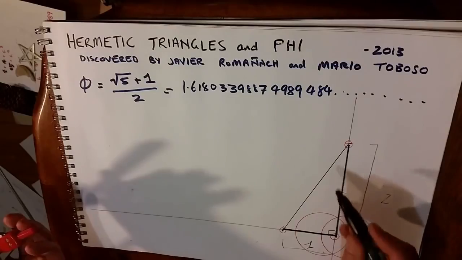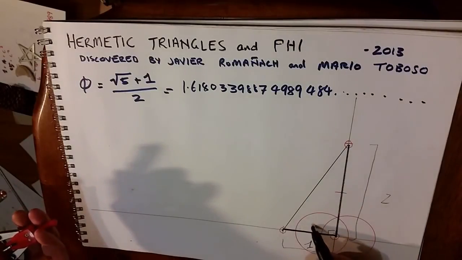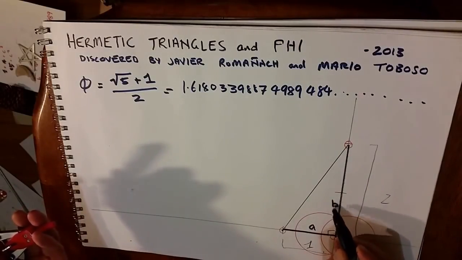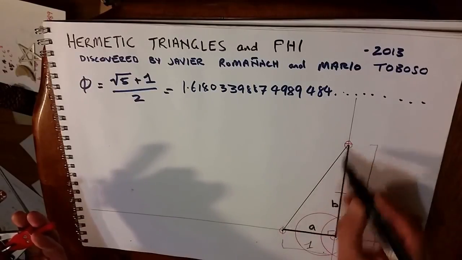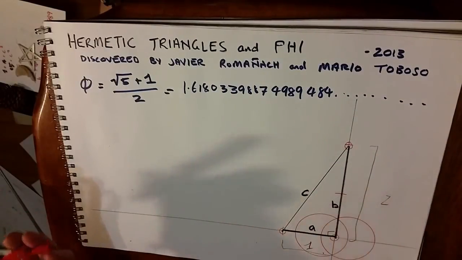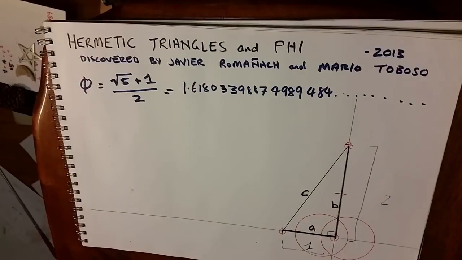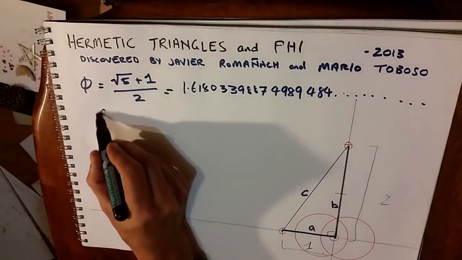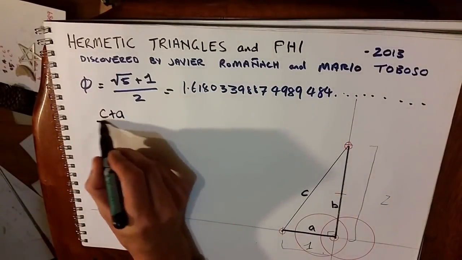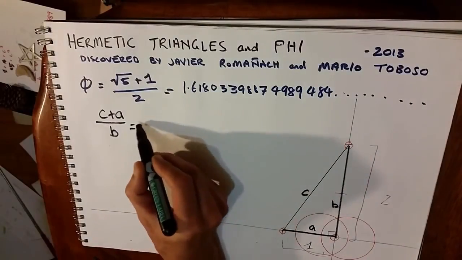Now we have 1, 2, 3 lines, so let's call this A, this is B, and the long diagonal, the hypotenuse, is C. So what we're going to prove is that C plus A over B equals phi.